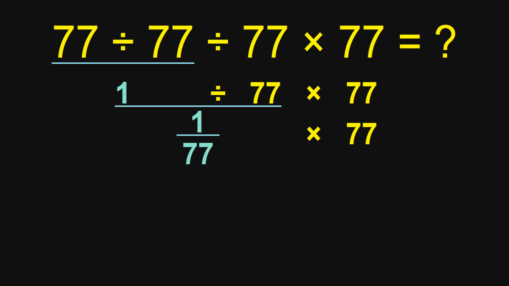Now we can easily cancel this 77 and this 77, which equals 1. So our final answer for this problem is just 1.